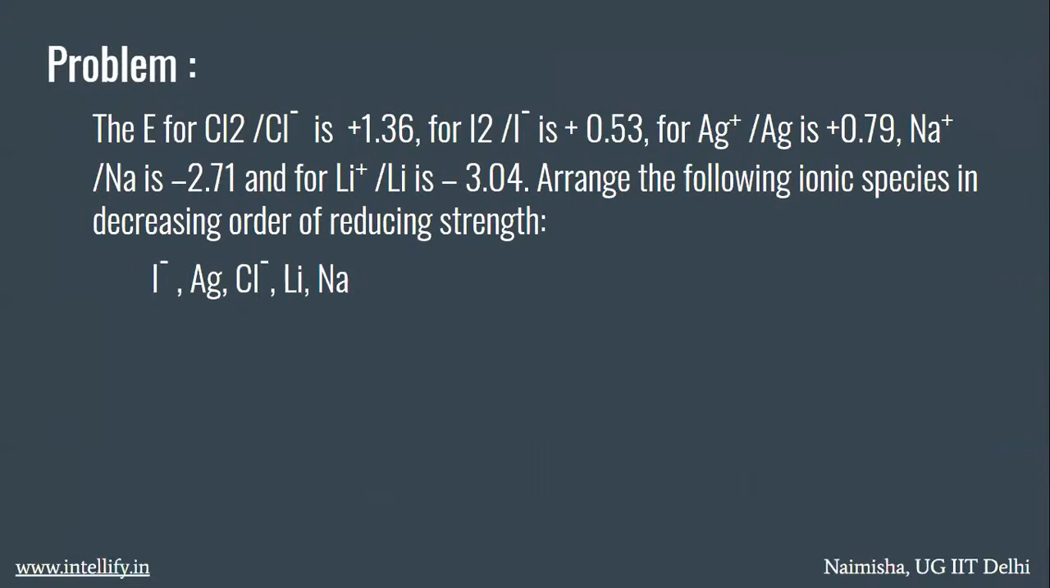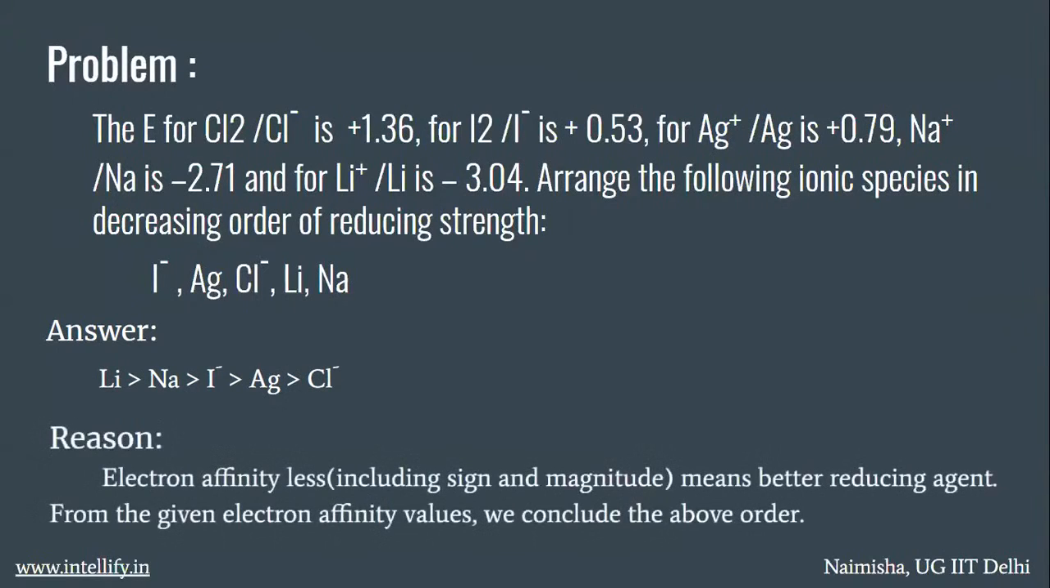Here we go through another problem. The electrode potentials of various reducing agents have been displayed. Arrange them in decreasing order of reducing strength. Answer is lithium greater than sodium greater than iodide ion greater than silver greater than chloride ion. The reason behind this is the values as given in the data. Lower electron affinity means better reducing agents.